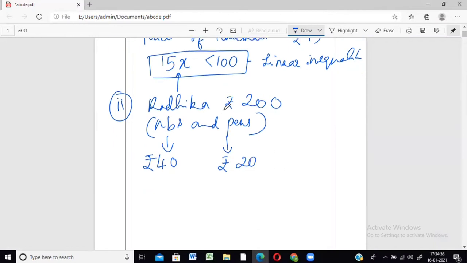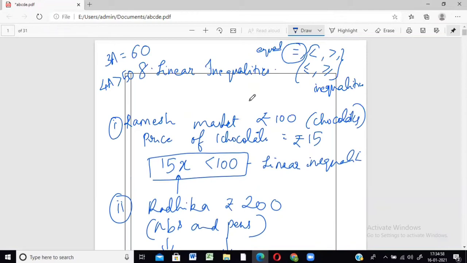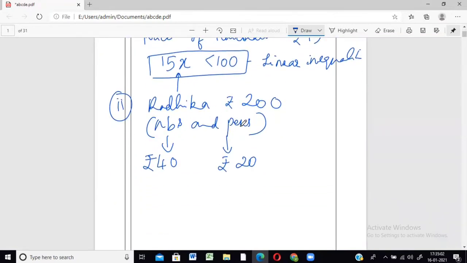Okay, now as I said in the previous question, we only had one variable because they were only talking about chocolates. But this case we have notebooks and pens, so I think by now you must have been clear that we have to use two variables, one for notebooks and one for pens. Suppose she, Radhika, buys X number of notebooks. Okay, if she buys X notebooks and Y pens.